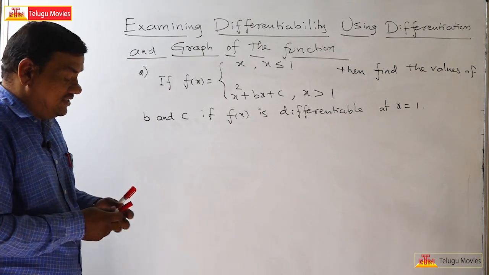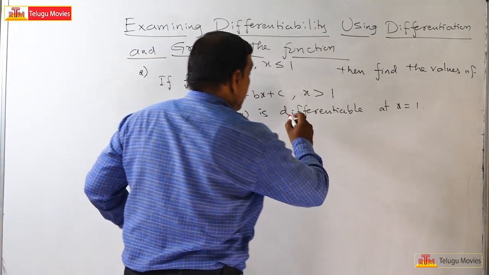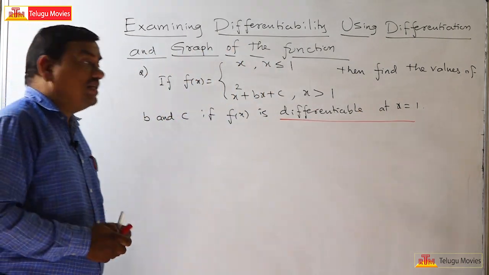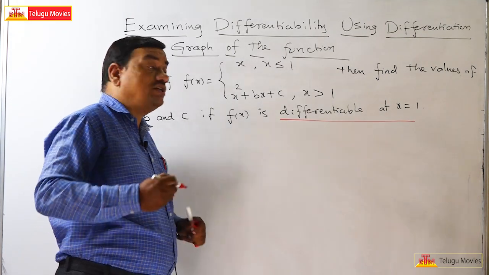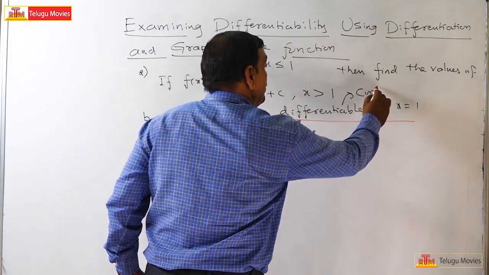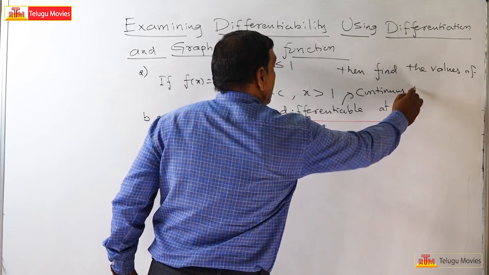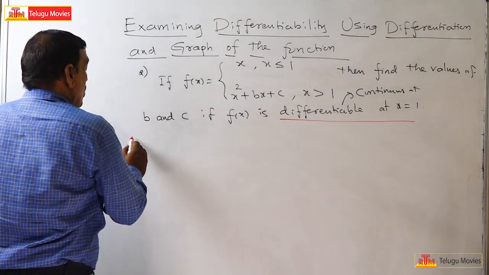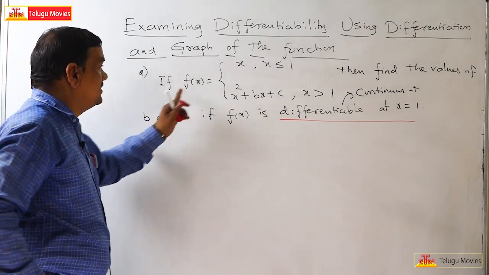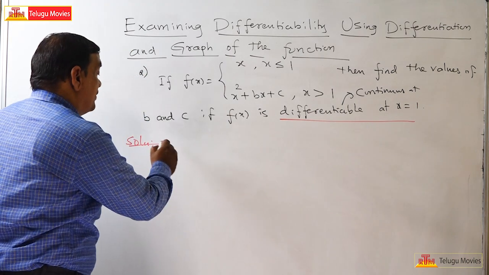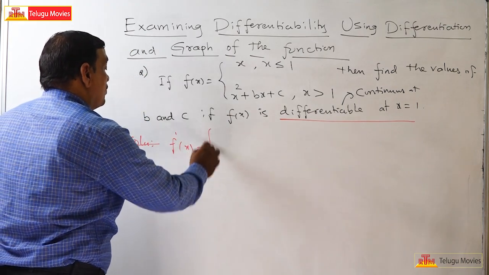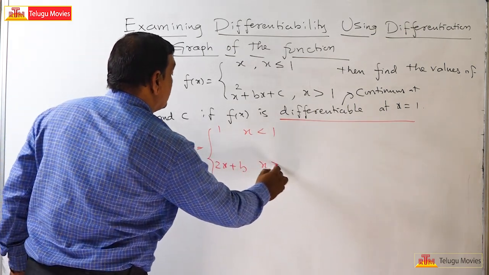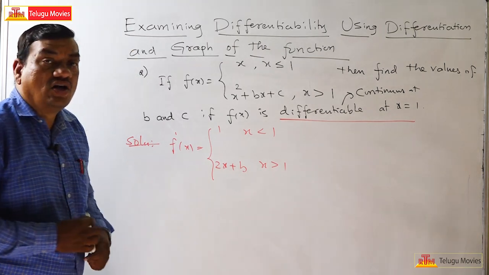It is given that f of x is differentiable at x is equal to 1. So always remember, differentiable at x is equal to 1 means it is continuous at x is equal to 1 also. Let us see this problem. Here f of x is already given. Let us find the derivative. So f dash of x is equal to 1 when x less than 1, and 2x plus b when x greater than 1.